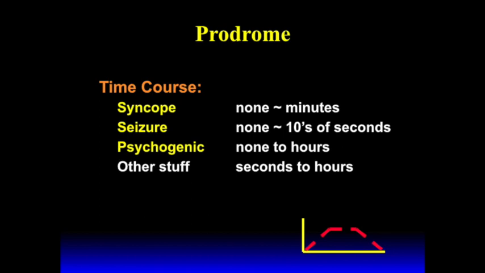When someone says, well, I can tell when I'm going to have a seizure because I have X, Y, or Z symptoms that built up for 30 minutes, I say, well, it's probably not a seizure. Psychogenic prodrome, anything from nothing happened to hours and hours, or occasionally even days of increasing symptoms.